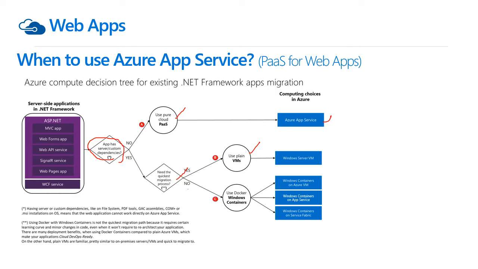If you're not really in a hurry, you may want to use Docker or Windows containers. You have three choices there: Windows containers on Azure VM, Windows containers on App Service, or running it as Windows containers on Service Fabric. We're going to talk about Service Fabric a little bit later on.